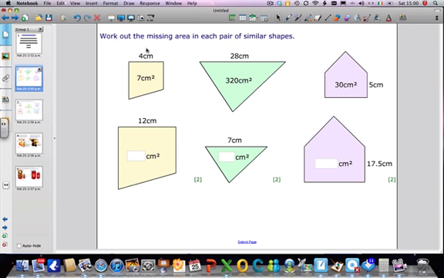Okay, so we're given some similar shapes here and we're asked to find the missing area. Looking at the first question, we're given two corresponding sides and we're asked to work out the new area. If I'm given corresponding sides, I can work out the linear scale factor, which is always the big side divided by the small side. 36 divided by 12 is 3. So the linear scale factor is 3.